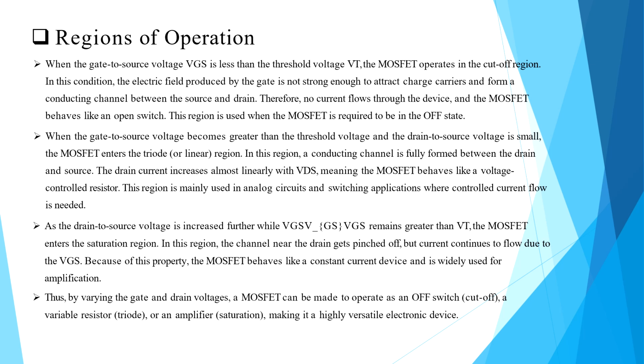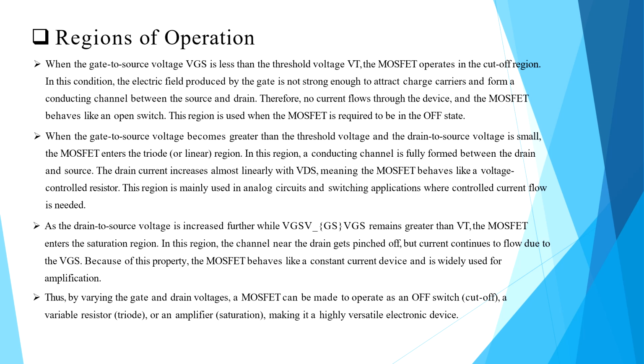When the gate to source voltage, that is VGS, is less than the threshold voltage VT, the MOSFET operates in the cutoff region. In this condition, the electric field produced by the gate is not strong enough to attract charge carriers and form a conducting channel between the source and drain. Therefore, no current flows through the device and the MOSFET behaves like an open switch. This region is used when the MOSFET is required to be in the off state.